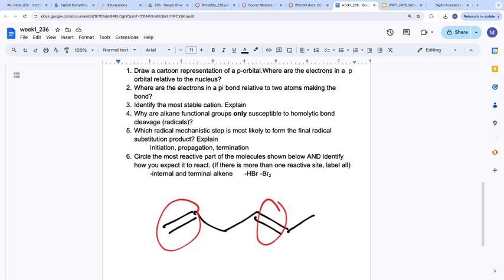So the internal one, would that be the one on the right? Yeah, internal is the one on the right. External or terminal is the better word because it's at the end of a chain. Okay? Kind of get it?